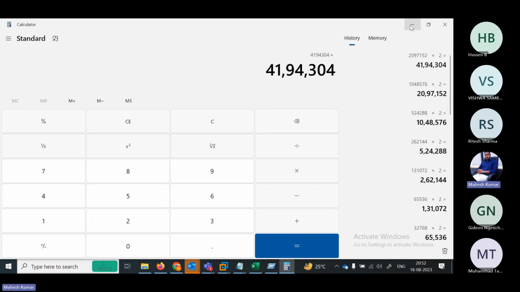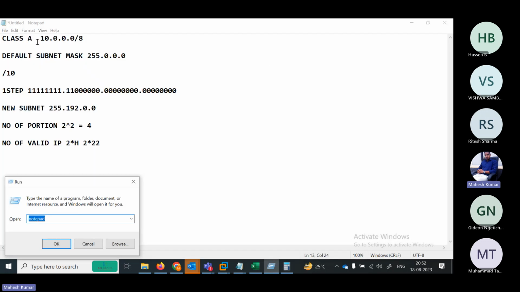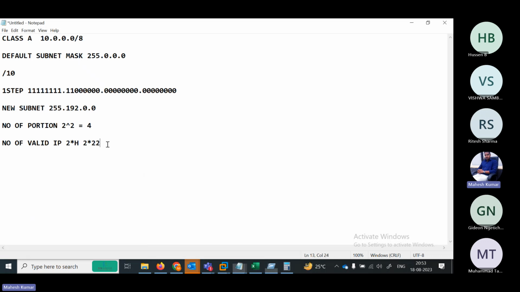This many hosts, this many users can connect by using a single IP. So the users will connect around 41 lakh 94,304, correct? 304 minus 2, because one IP will be reserved for the network ID and the second will be the broadcast ID. That's the reason we are keeping the minus 2.